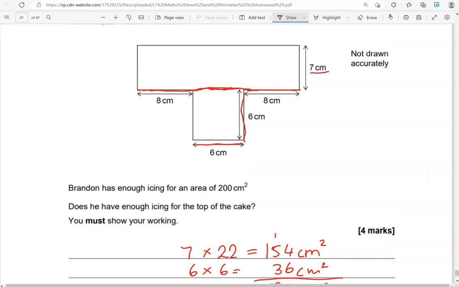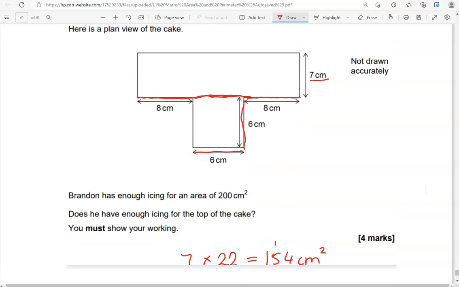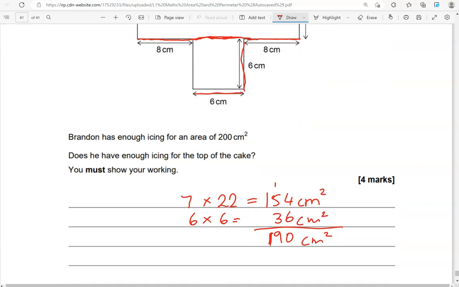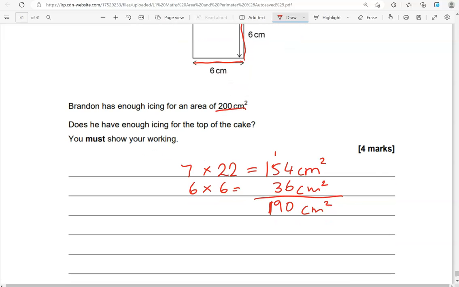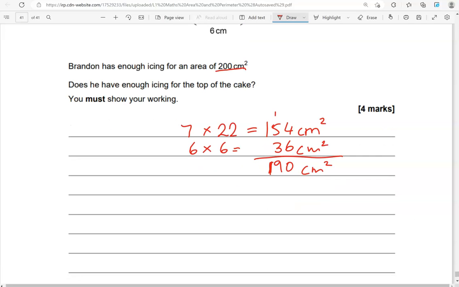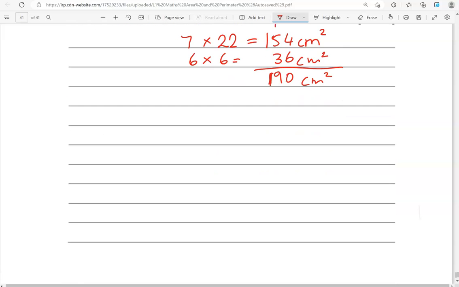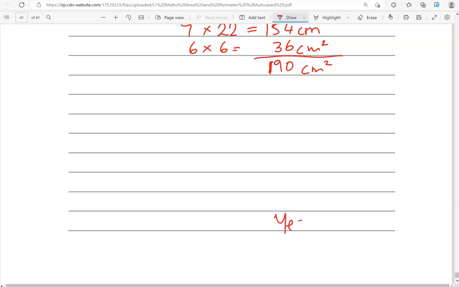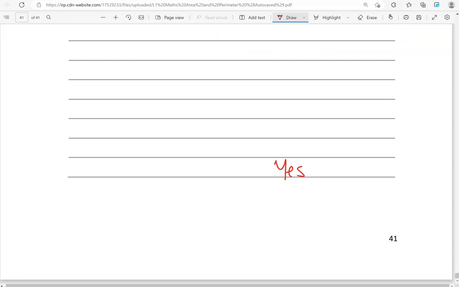And the question is, does he have enough icing for the top of the cake? He has enough icing for an area of 200 centimeters squared, and this is just 190, so less than 200. That's why we're going to say yes. And that's the end of the questions.